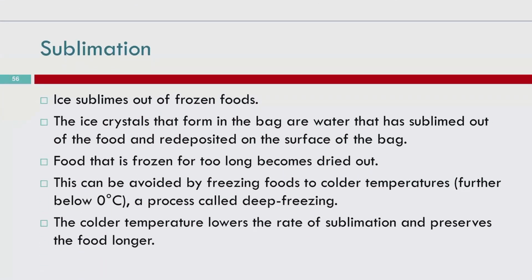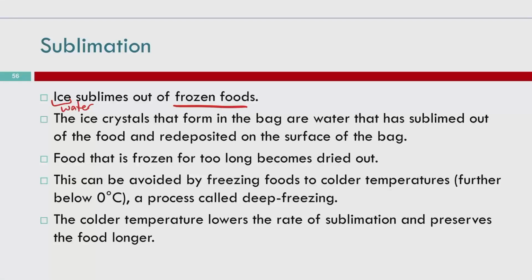Ice also sublimes out of frozen foods. So if you buy frozen foods and you leave them in the freezer for too long, the ice, the water, sublimes out of frozen foods. So you might open up a pack of frozen vegetables and you see there's ice crystals all over the packaging. That's the water that was in your vegetables. Now it's on the side of the container. It's no longer in your vegetables, and that's why your vegetables are going to feel weird. Those ice crystals came out. They redeposited on the surface of the bag.